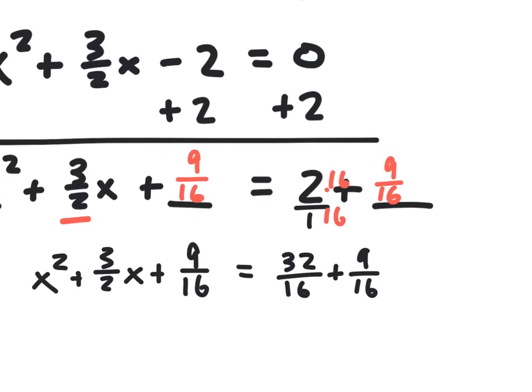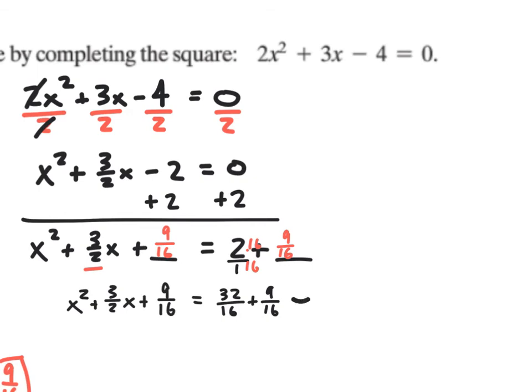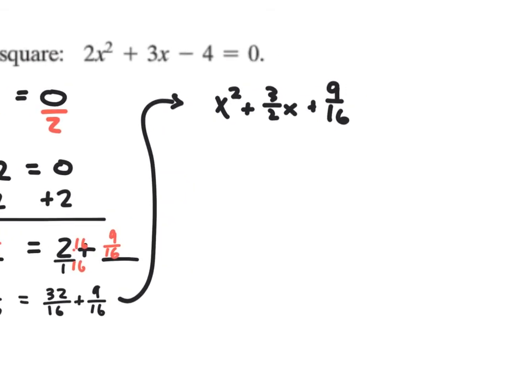Okay, and let me write this up over here. So I've got x squared plus 3/2 x plus 9/16, okay? And then what I'm going to get is 32/16 plus 9/16, which is 41/16, okay? And that's that. Now, what I have over here on this left side is a perfect square trinomial.